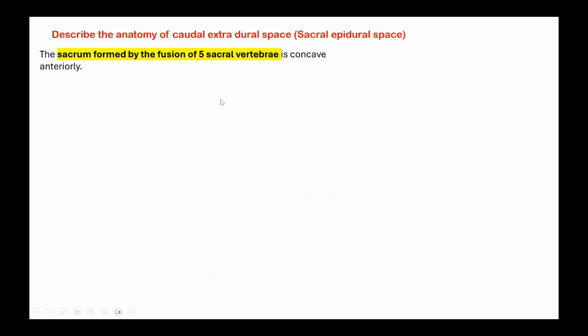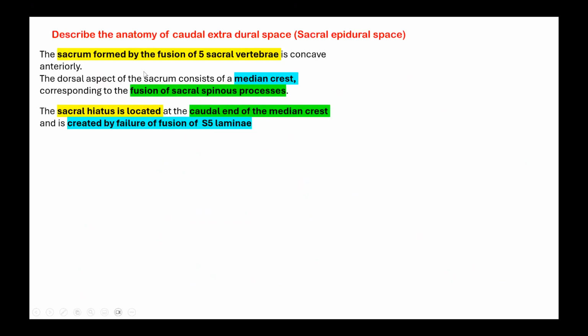It is concave anteriorly, and it has a median crest. Fusion of all the sacral spinous processes is happening. And the sacral hiatus is nothing but the caudal end of the median crest, created by the failure of fusion of the S5 lamina. This question is commonly asked: which anatomical structure causes the sacral hiatus? It is the failure of fusion of the lamina of the S5.